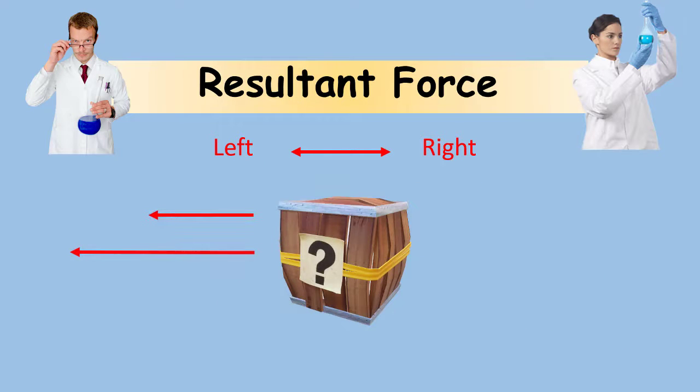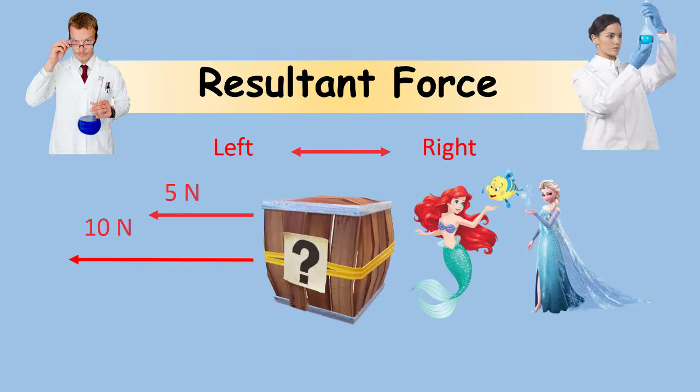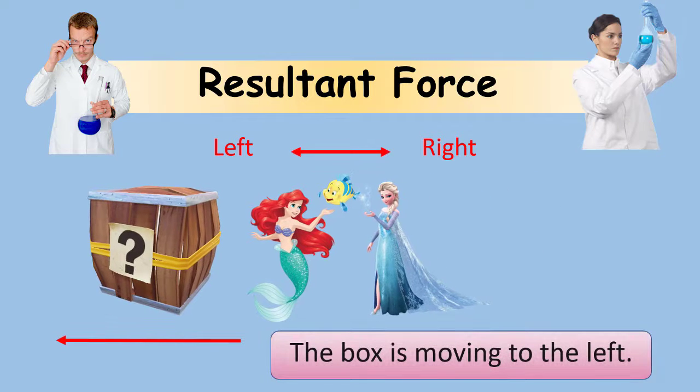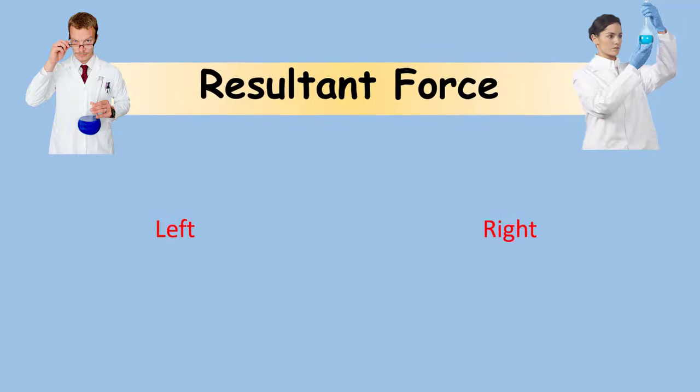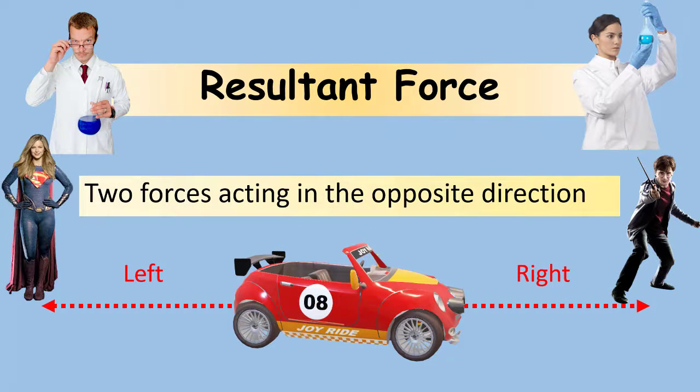Next, Ariel is pushing the box to the left with 5 Newton, and Elsa is pushing the box to the left with 10 Newton. So, the box is moving to the left. Very good, students. Next, two forces acting in the opposite direction.